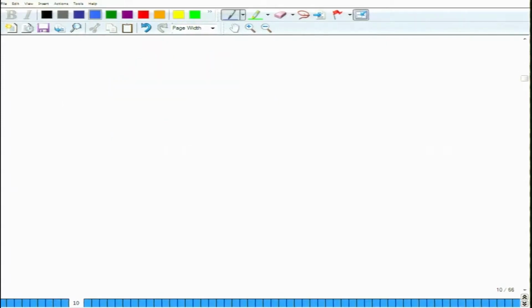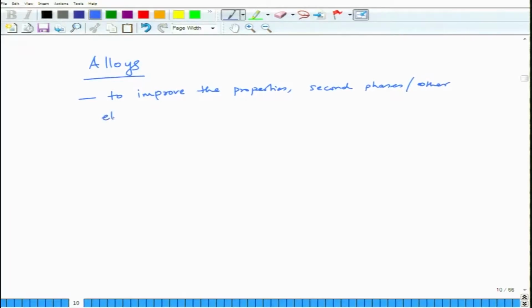So, these solid solutions, when you make them, are basically called alloys, and the atoms are put in intentionally to improve the properties, second phases or other elements are added.